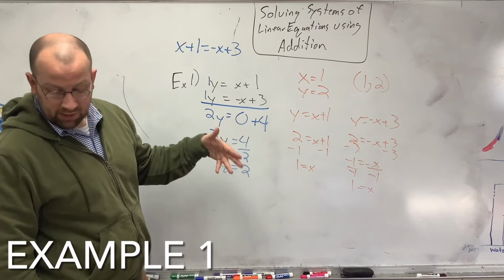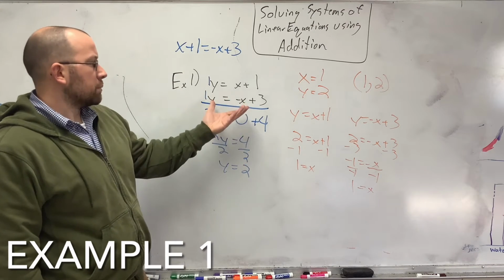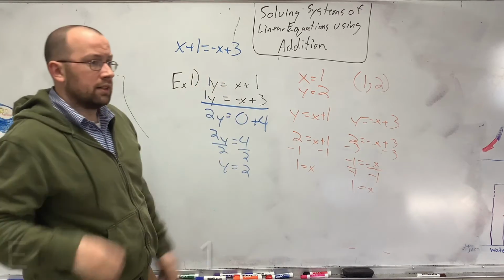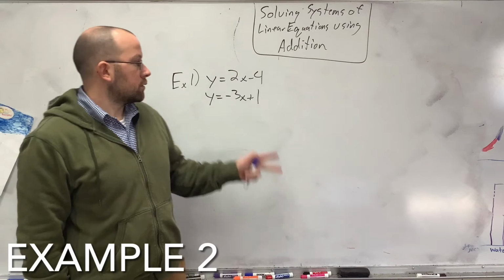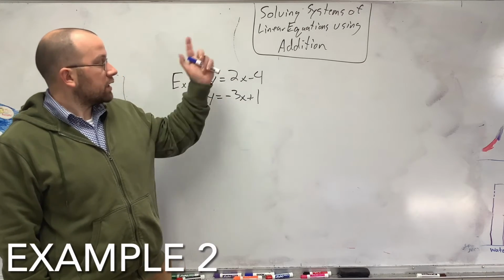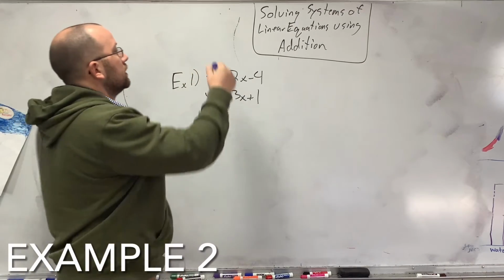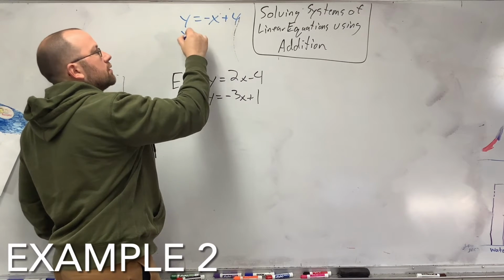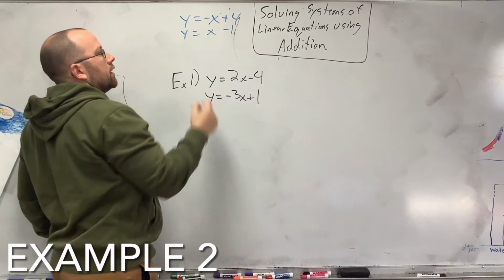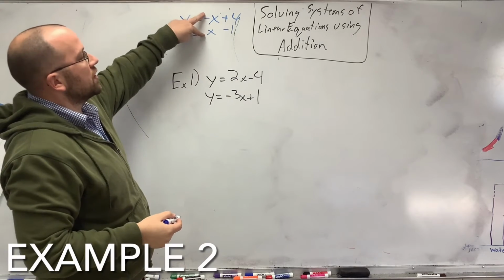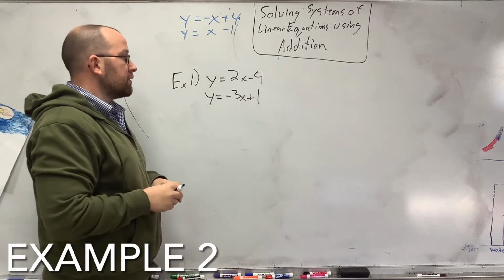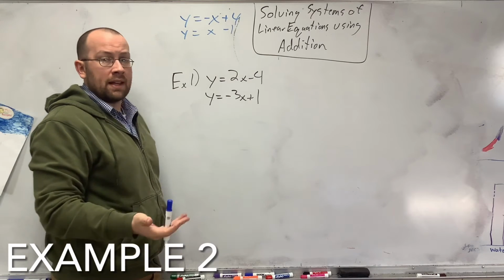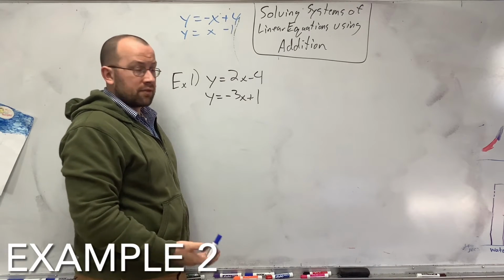We're going to do 2 more examples of different types that you'll see, but this is the most basic one, where you already have it set up with the inverses. Now for example number 2. With the first one, we already had the inverse set up. Sometimes your inverse won't be set up, and you have to make it so that you have an inverse.